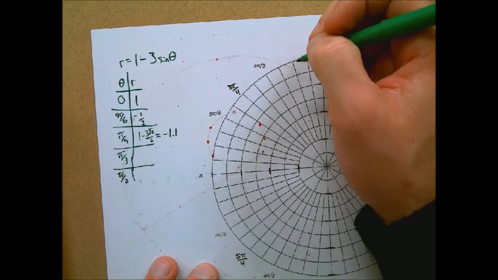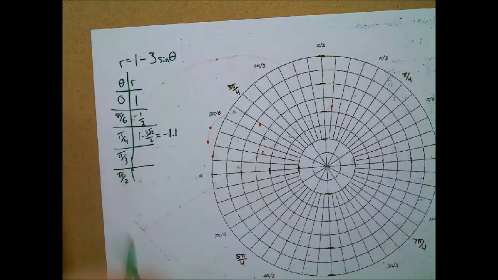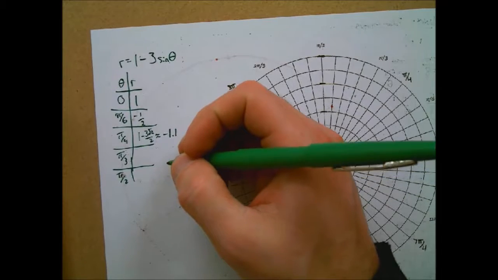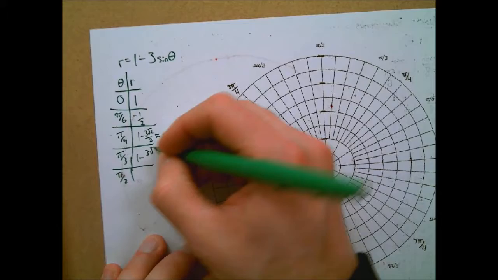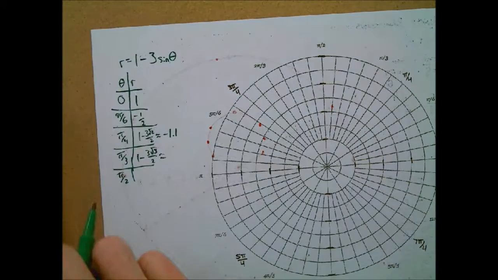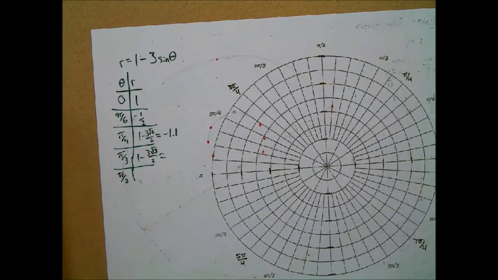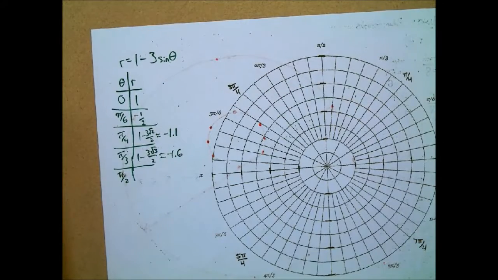Negative 1.1? Okay. And then we'll try pi over 3. So again, sine of pi over 3 is root 3 over 2. Times 3 will be 3 root 3 over 2. So it's going to be 1 minus 3 root 3 over 2, which is approximately negative 1.59. So we'll just call that one negative 1.6. And then sine of pi over 2 is 1 times 3 is 3. 1 minus 3 is negative 2.